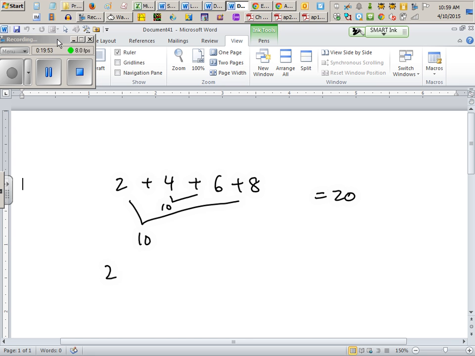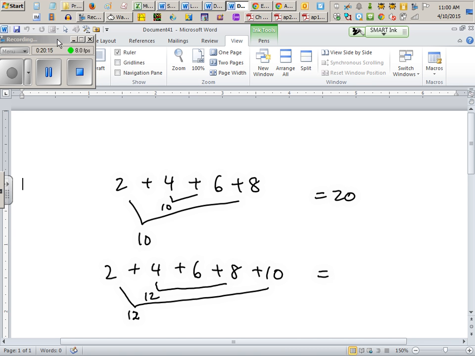Okay, what about if it goes 2, 4, 6, 8, 10? What if they don't pair up nicely? Obviously, this adds up to 30. How would the child's logic work here? 2 plus 10 is 12. 4 plus 8 is 12. Oops, the 6 has no partner. But it's still true that 12 plus 6 is 30.